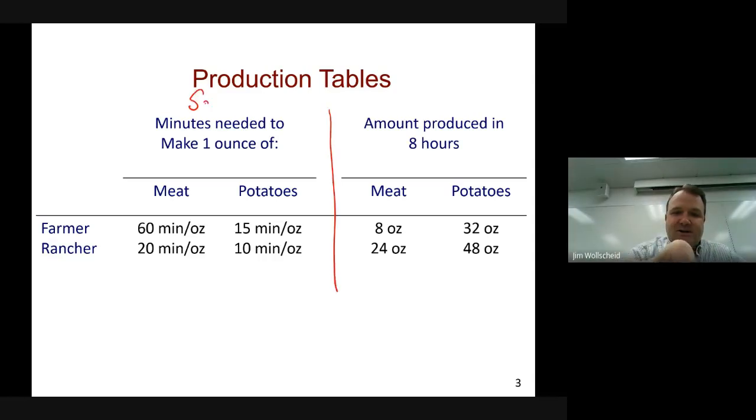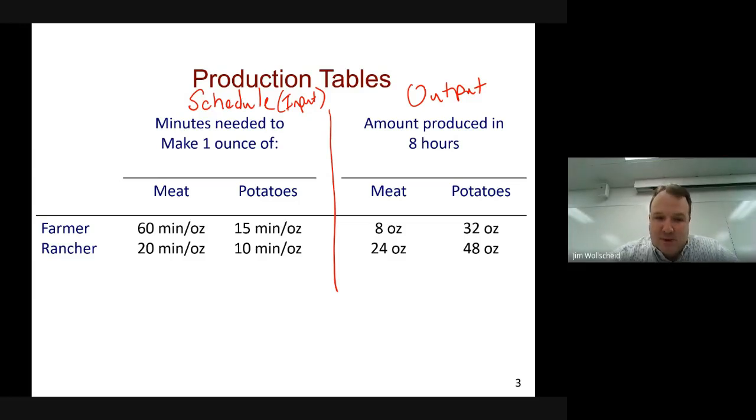On the left here is what is called the schedule, and on the right is sometimes referred to as the output. So on the left is the schedule. Before, it's what I need to make the good or service, sometimes also referred to as the input. In order for the farmer to make meat, he's going to need 60 minutes. In order for the farmer to make potatoes, he's going to need 15 minutes. For the rancher, it's 20 minutes an ounce, and for her, potatoes are 10 minutes.